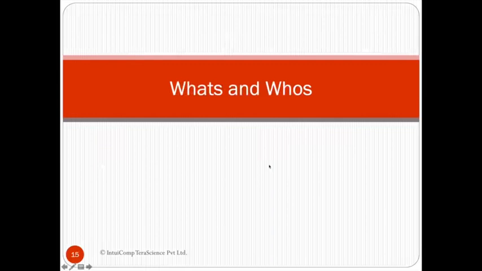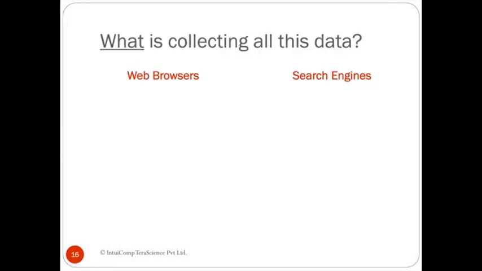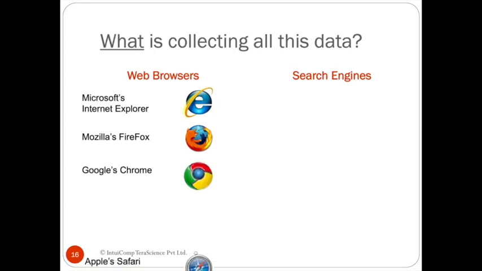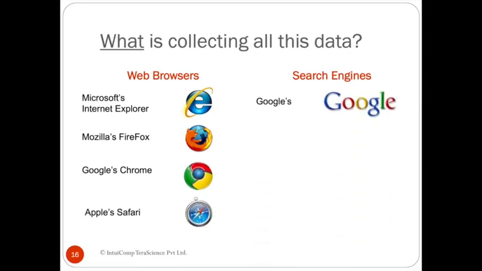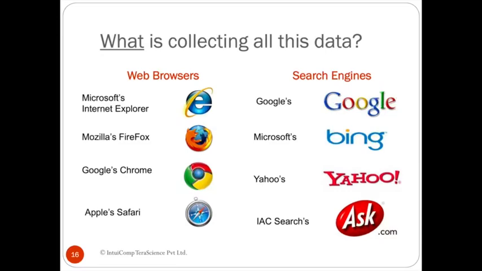Next, we understand the what and who involved in big data. What is collecting all this data? Web browsers, that is Microsoft Internet Explorer, Mozilla Firefox, Google Chrome and Apple Safari. What are the search engines? Google search engine, which everyone is using, Microsoft's Bing, and Yahoo. Ask.com is also a popular search engine. So this is the data getting collected.